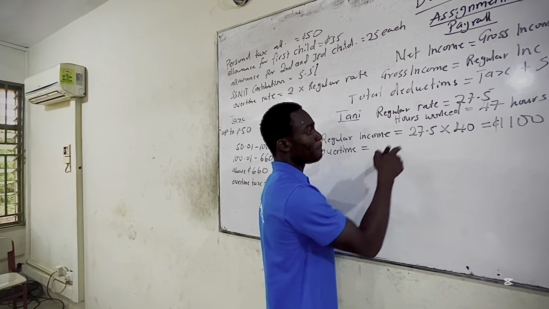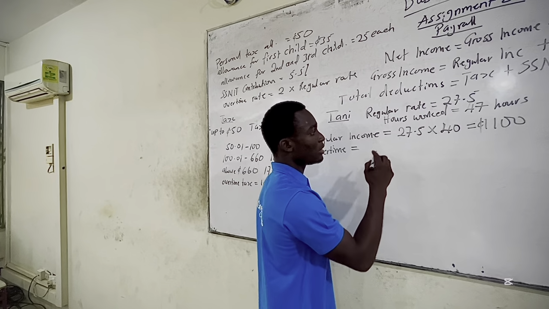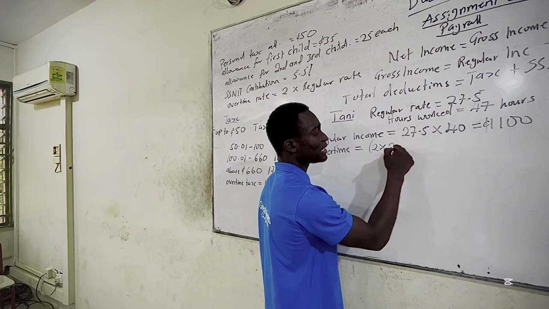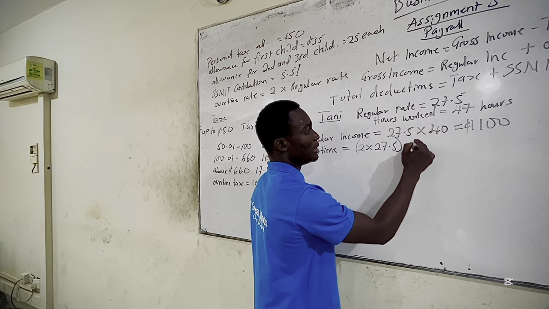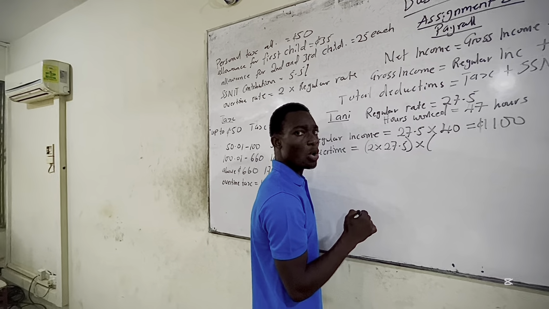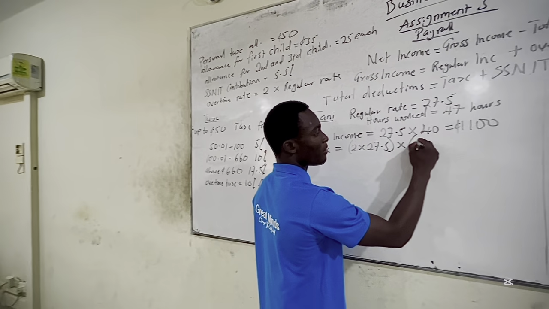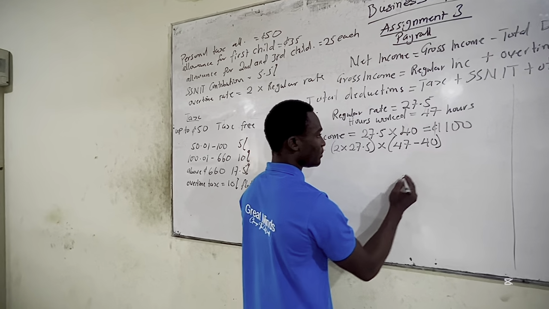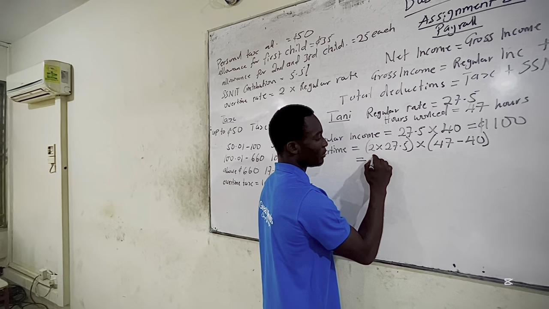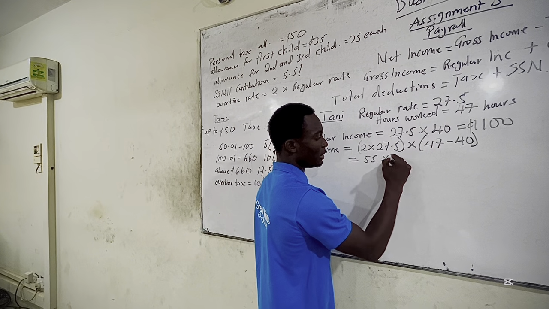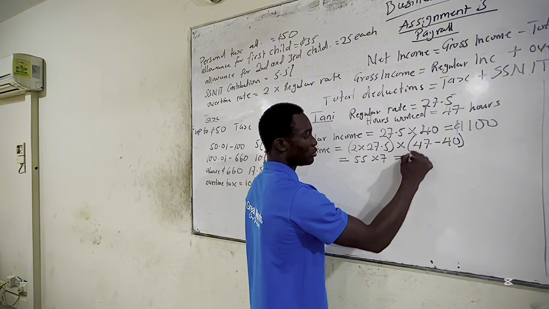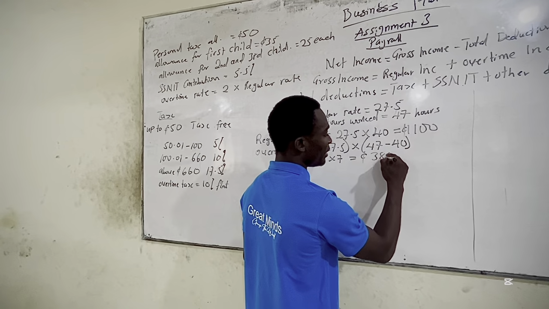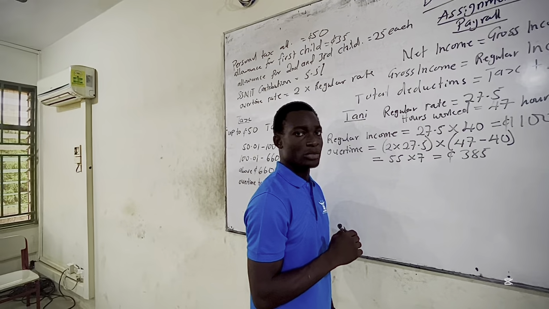Overtime is equal to what? Overtime rate times overtime hours. What is the overtime rate? The overtime rate is 2 times the regular rate, which is 27.5, times the overtime hours worked, which is 47 hours worked minus the regular hours worked, giving us 55 times 7, which amounts to 385 Ghana cedis. Are we together?